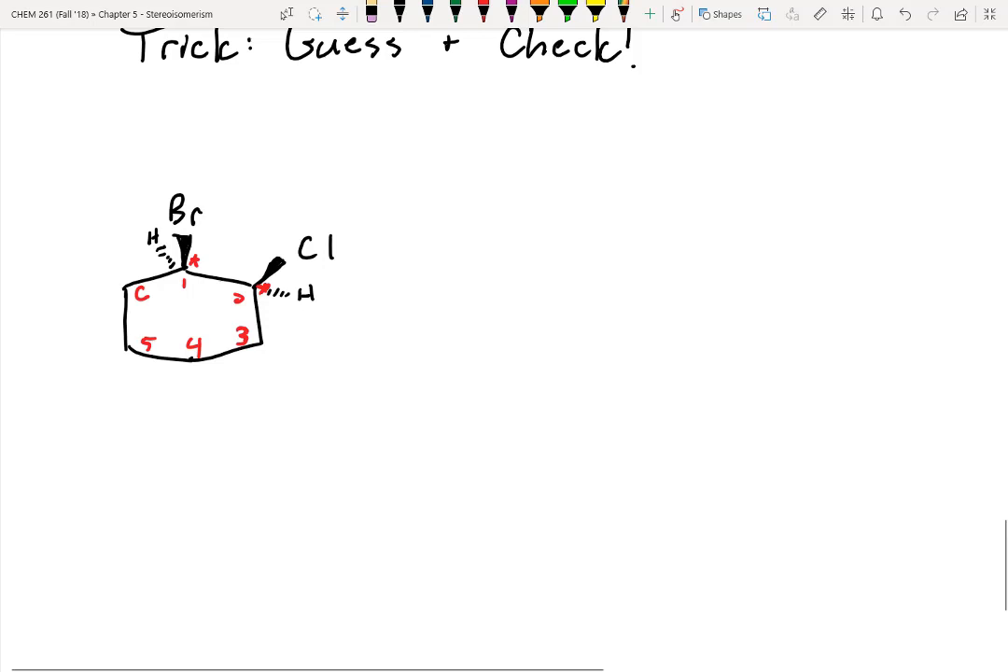If you have your lowest priority as a wedge and you count it as an S, do you still flip it to an R? Yes. So anytime your lowest priority is a wedge and not a dash, you need to flip what you assume your rotation to be, right?